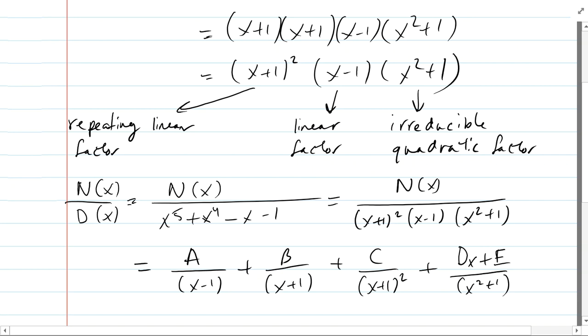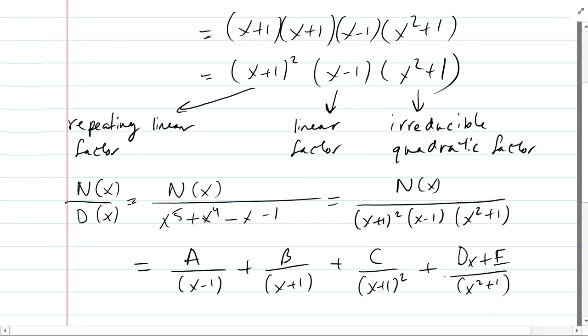If it had been cubed, I would need it over x plus 1, over x plus 1 squared, and over x plus 1 cubed. I have to keep taking account of it. That's how you handle repeating. And then if it's quadratic, I need a linear function on top. So I have mx plus b, and I have to find those coefficients.